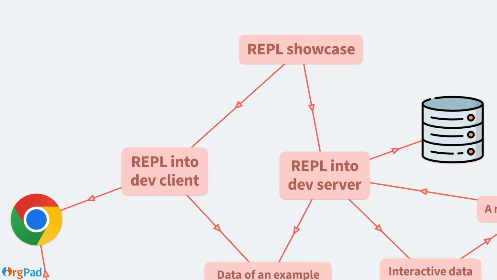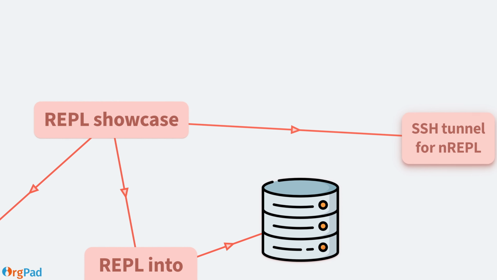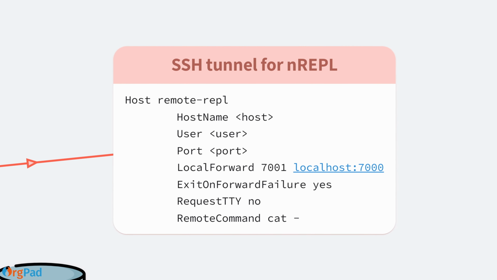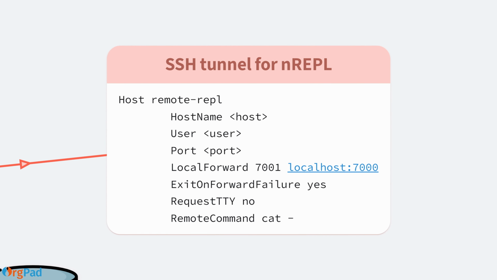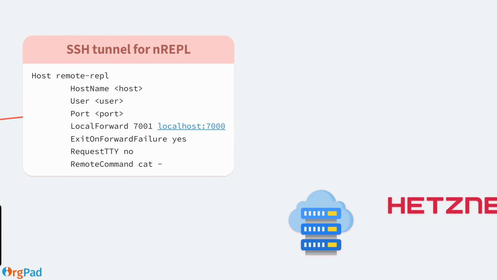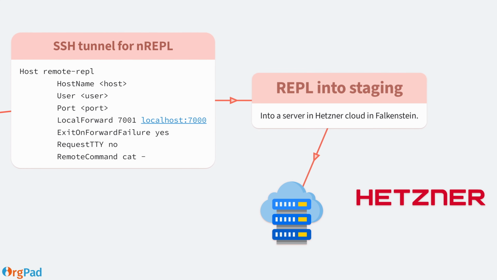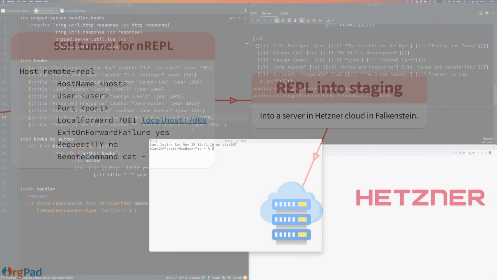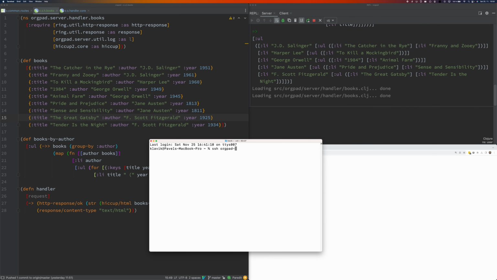But REPL is even more powerful. There is no reason why it has to be connected just to my development machine. Instead, I can use an SSH tunnel to bind a port of a remote machine to a port on my machine. REPL can then connect to a machine running an OrgPad server in the cloud. So for example, I can just do SSH OrgPad test REPL. It will run an SSH tunnel.